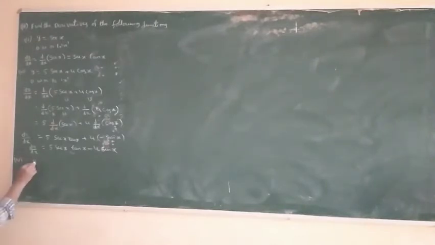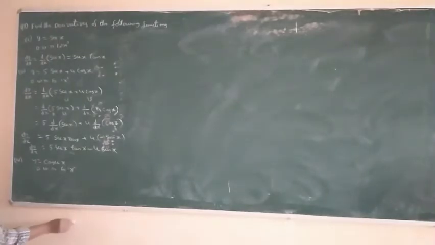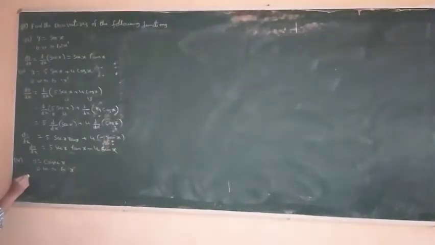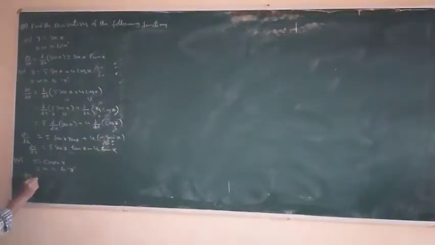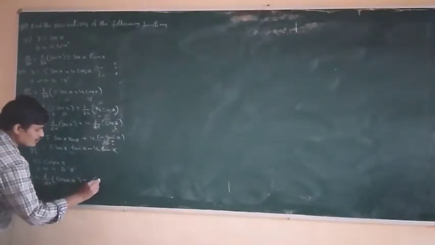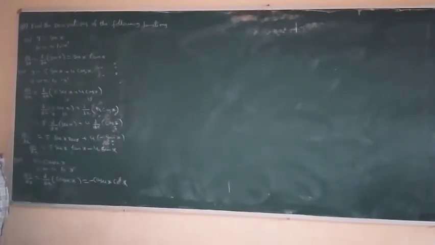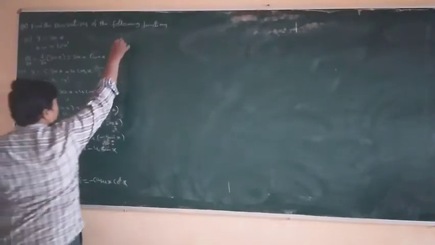Next, fourth one, y is equal to cosecant x, derivative with respect to x. So dy by dx is equal to derivative of cosecant x. Derivative of cosecant x is equal to minus cosecant x into cot x. Derivative of cosecant x, direct formula.